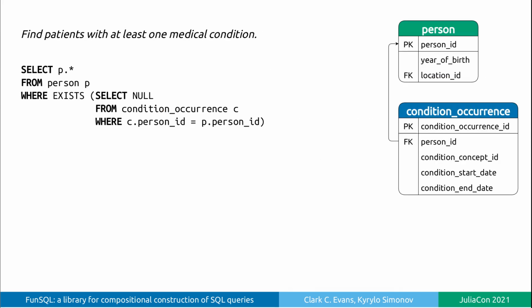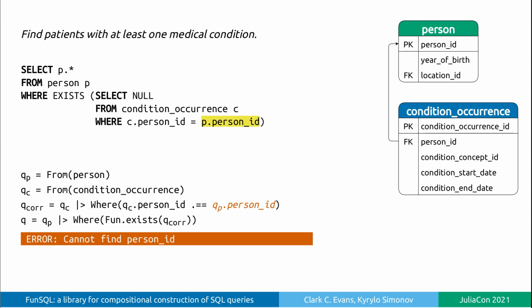Now let's discuss correlated subqueries. The SQL query in this example contains two subqueries, the outer subquery that loads the person table and the inner subquery which loads the condition occurrence table. The inner subquery is called correlated because it includes a reference to the column person ID, which is provided by the outer subquery. How to reproduce this query in FunSQL?